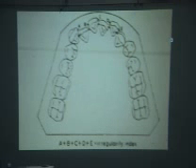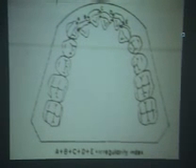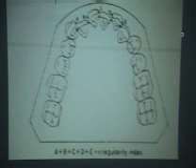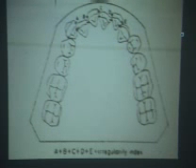Now, a lot of people use the irregularity index as a way of determining the arch length discrepancy. That's not a very good way. And the fellow who developed the irregularity index, who's the guy at the University of Washington? Somebody help me remember his name.